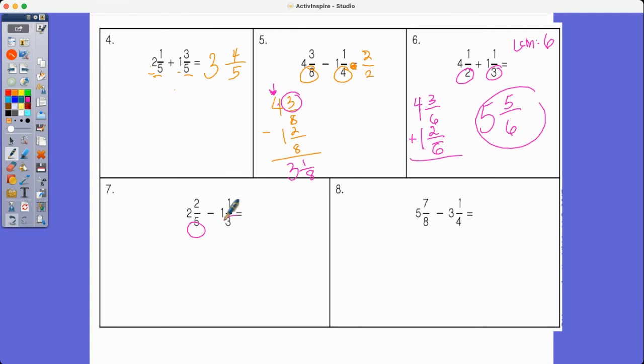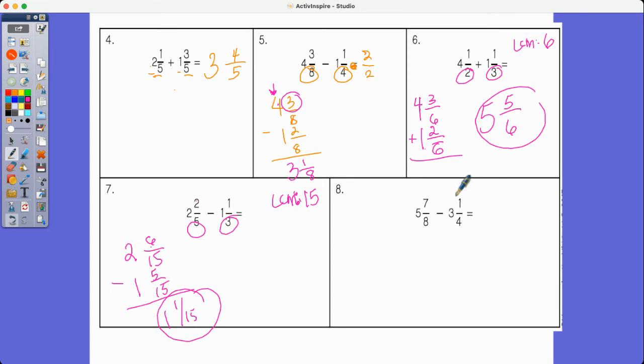Okay, how about 5 and 3? What is my LCM for that? You should be skip counting to find that out. You should have come up with 15. So I need to multiply 5 by 3. So I get 2 times 3 is 6, 6/15 minus, and this is times 5, 1 and 5/15. 6 minus 5 is 1/15. 2 minus 1 is 1. So we have 1 and 1/15.